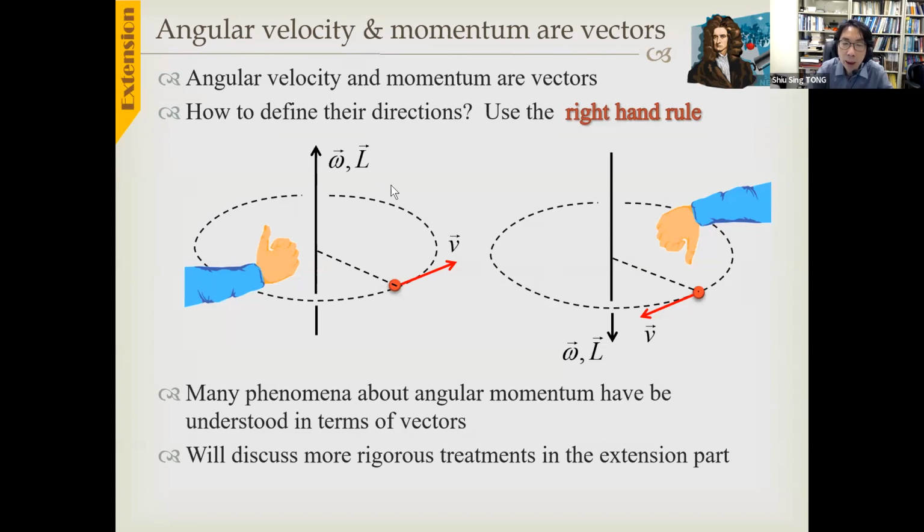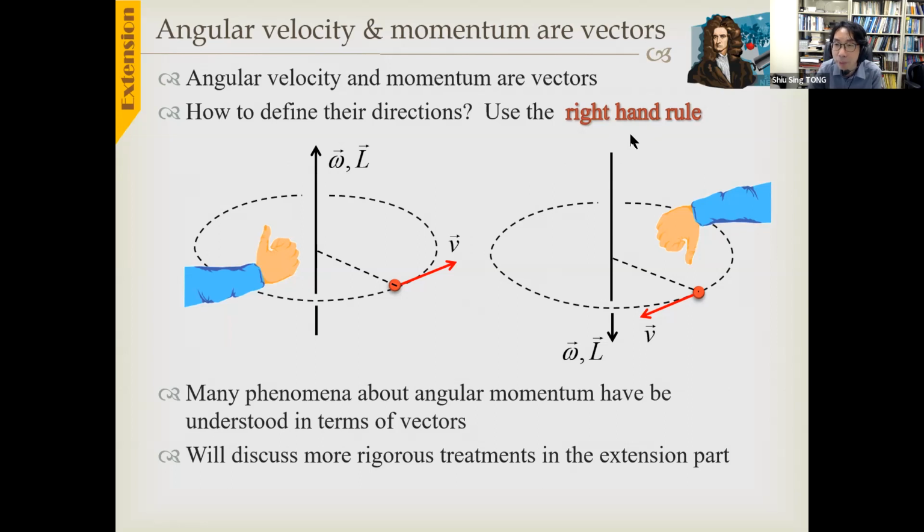When we talk about rotation, we refer to our right hand. Suppose a mass is rotating in a circular motion around an axis. This axis is the axis of rotation, and the mass is moving with a linear speed, rotating in a circle around this axis. How do we define the direction of angular velocity? We define it by using the right-hand rule.